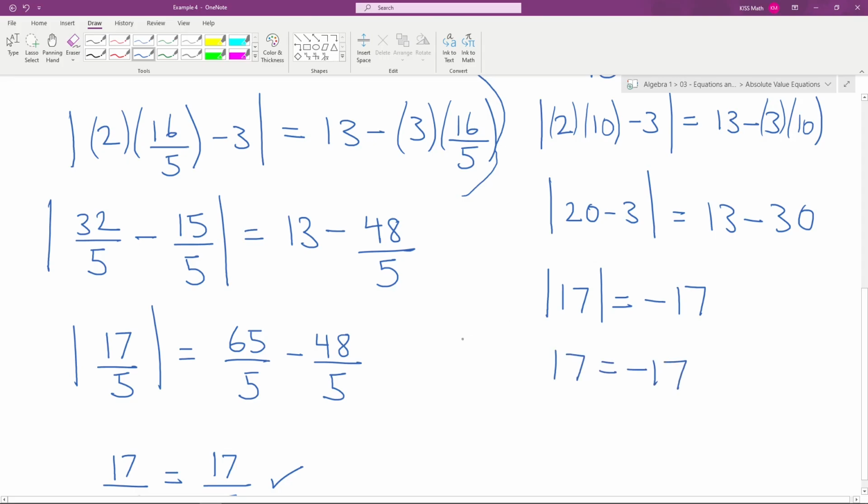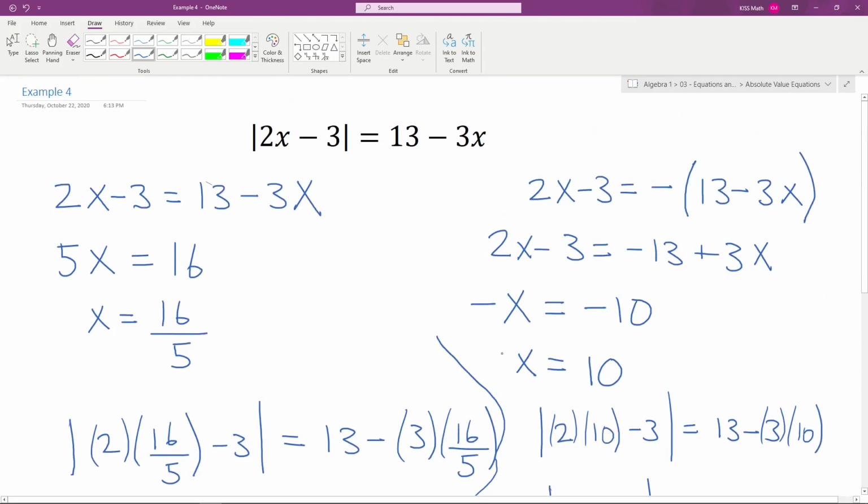And I'm so sorry, but this answer will not work in the original equation. So this is not a solution. Your only solution here is x equals 16 over 5. So for absolute value, it is very important to check your answers.